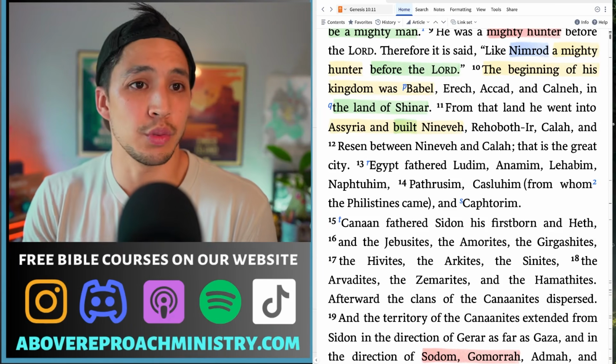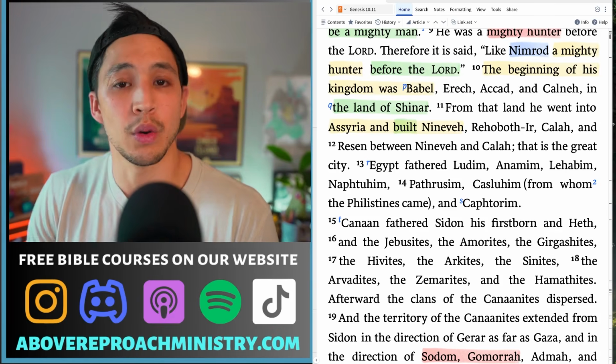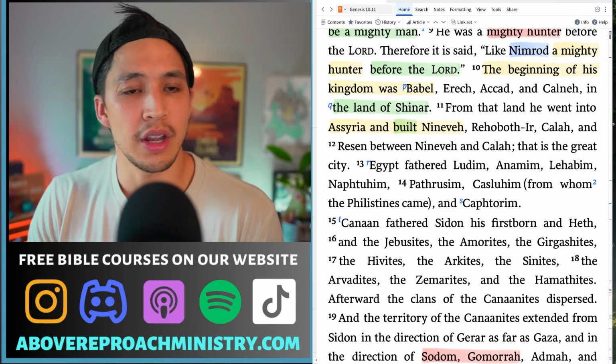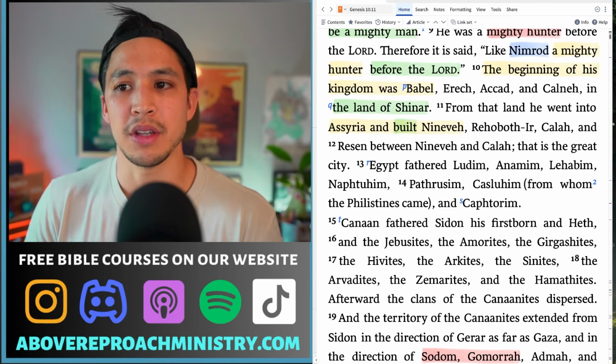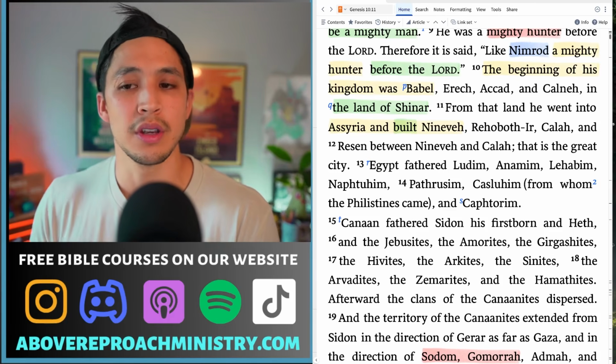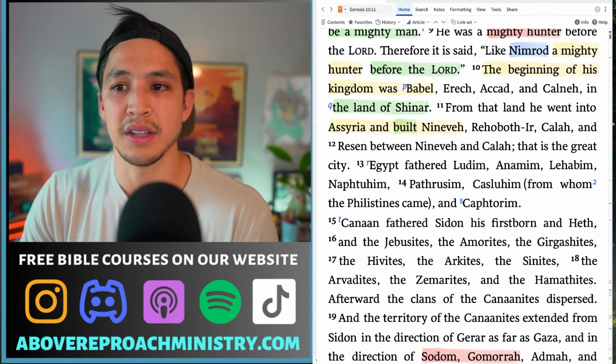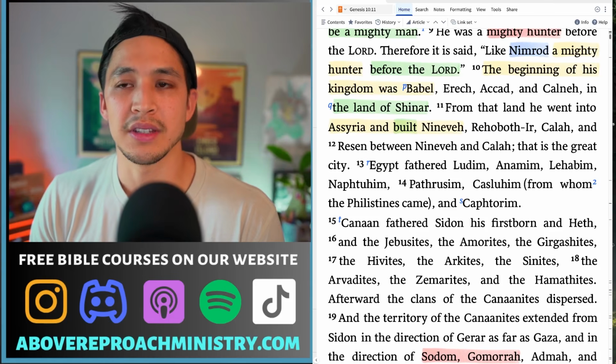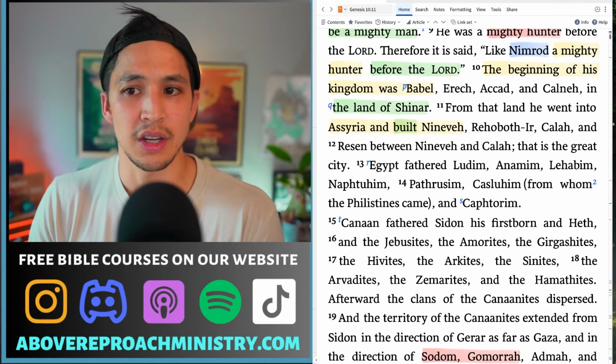How developed were these regions and nations before Nimrod got there? We don't know. But considering how the genealogy of Noah's sons is framed up as the origin story of all the other nations in the biblical world, it makes sense to see Nimrod, I think, as a key figure in the formation of these nations.